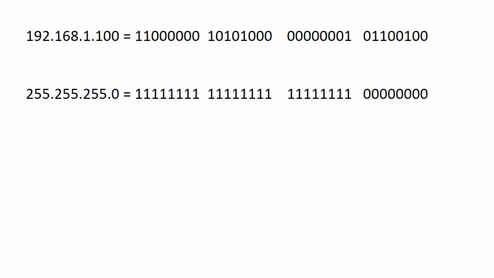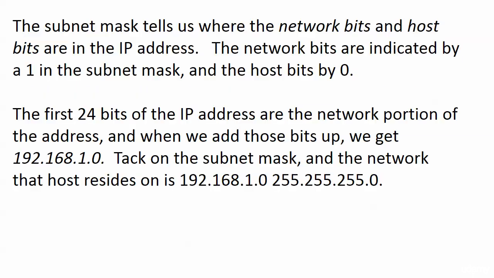Also 0, that's pretty simple because that's setting every bit to 0, so when you add them up we have 0. So here, very clear-cut subnet mask of 255.255.255.0, but why did we do this to begin with? Why do we need to write the subnet mask out? Well, the subnet mask tells us where the network bits and the host bits are in the IP address. The network bits are indicated by a 1 in the subnet mask and the host bits by 0.